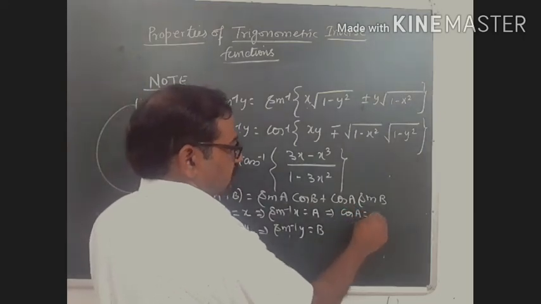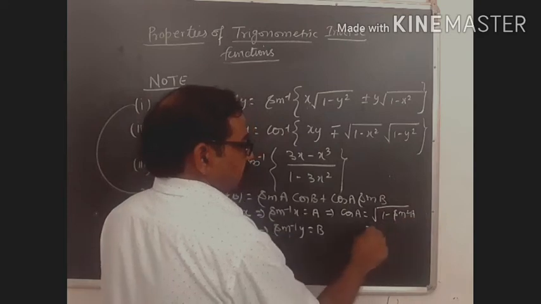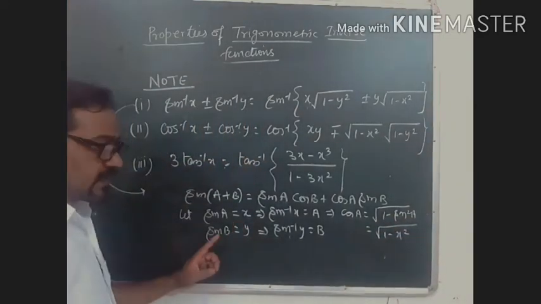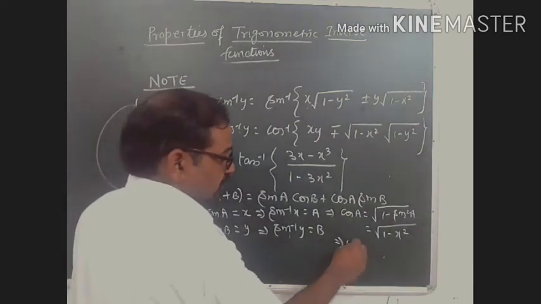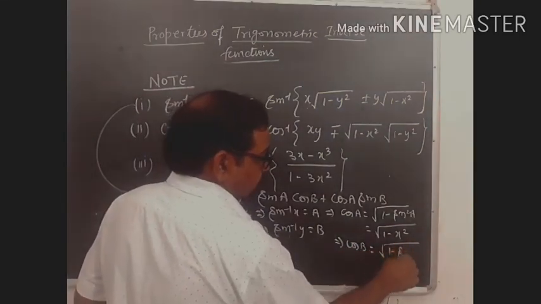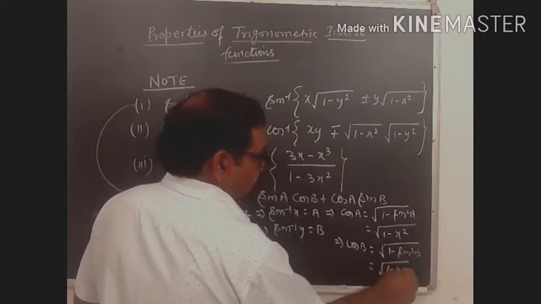That is, cos a equals, we know, under root 1 minus sin square a. It means root 1 minus x square, since sin a is x. Similarly, cos b is root 1 minus sin square b, which means root 1 minus y square.